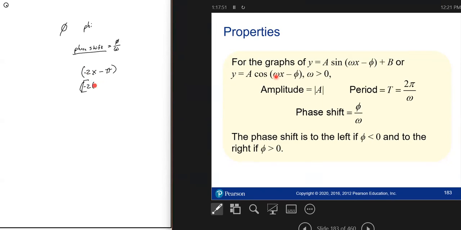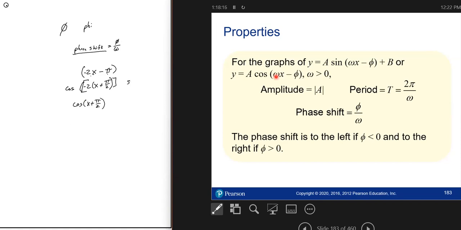So it'll be negative 2 times x plus pi over 2, because I would divide both of these by negative 2, and minus a negative is plus. And so if this was cosine, then it would just be the cosine of x plus pi over 2.